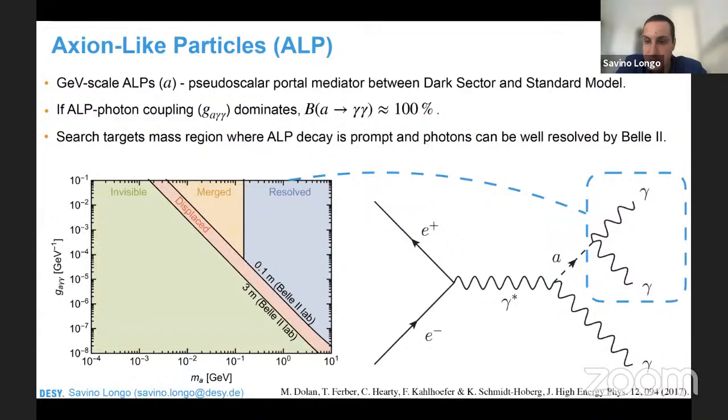So the analysis that we've performed focuses on the resolved region. So at higher ALP masses, where we can well resolve the three photons in our calorimeter, and also where the ALP decay is prompt. We do have analyses targeting the other regions, so merged and invisible, but the focus of the analysis I'll discuss was in the resolved region.